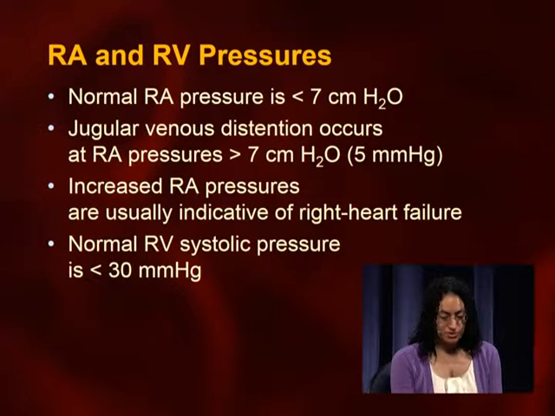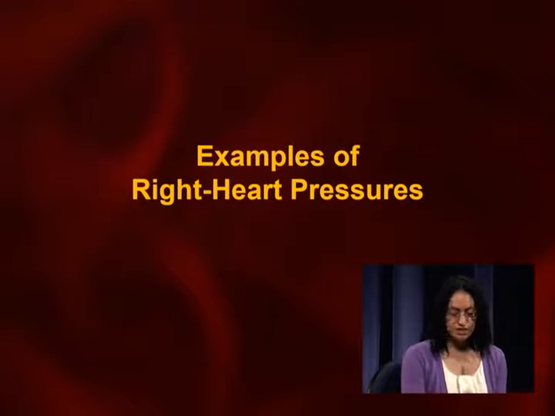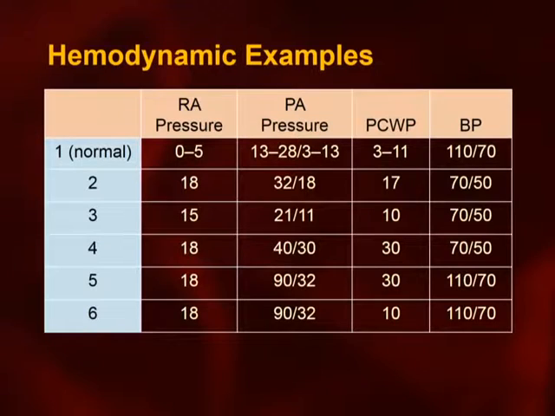The right ventricular systolic pressure will also be elevated in right heart failure. Normally, it's less than 30. So let's go through some examples of right heart pressures on PA cath. Example 1 is what is normal. So that's what you want to keep in your mind.